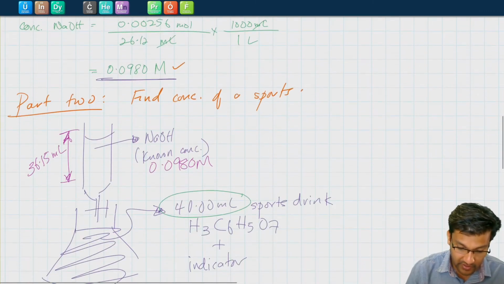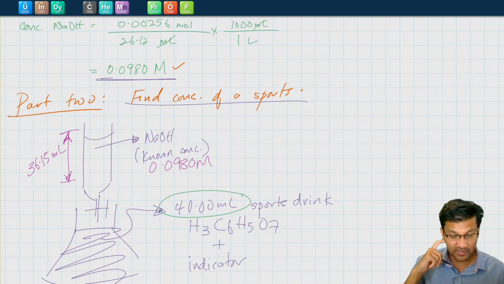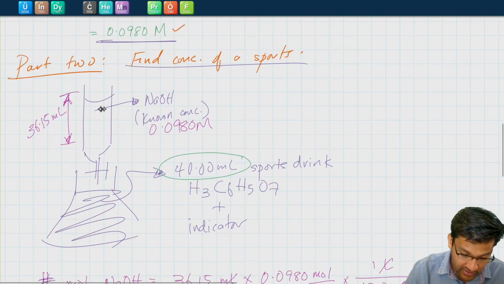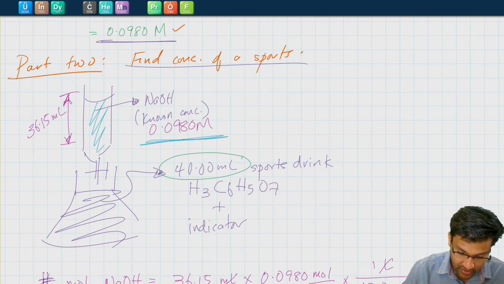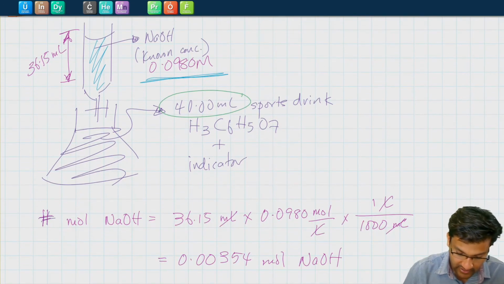And then in part 2, we're going to find the concentration of acid in a sports drink. And we're going to use the NaOH from the first part that we already know the concentration for to find the concentration of the sports drink.